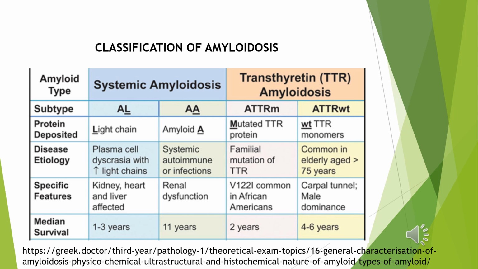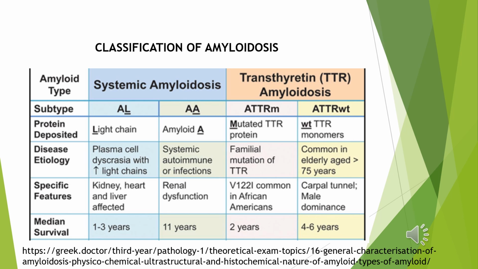Then we have AA amyloidosis. Now, AA amyloidosis normally has the protein in abundance, that is the amyloid A. And this, as I've told before as well, is linked with systemic autoimmune or infectious disease or any sort of chronic inflammation going on in the body. Renal dysfunction is the specific feature highlighted with AA amyloidosis, and the median survival is 11 years, as it majorly affects the kidneys and doesn't affect multiple organs at the same time as compared to AL amyloidosis.